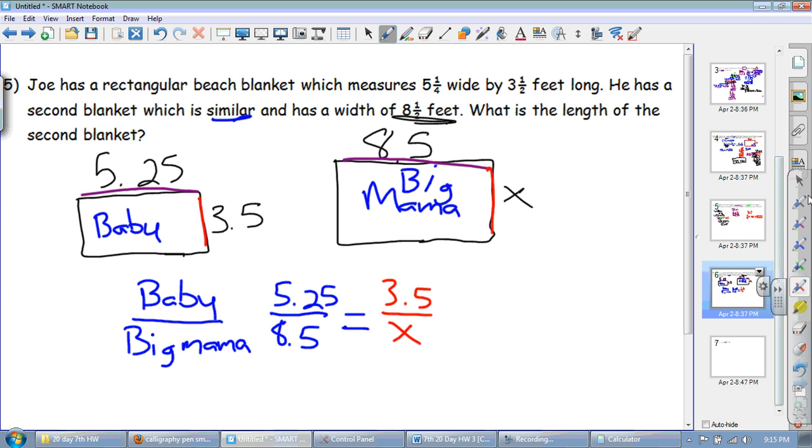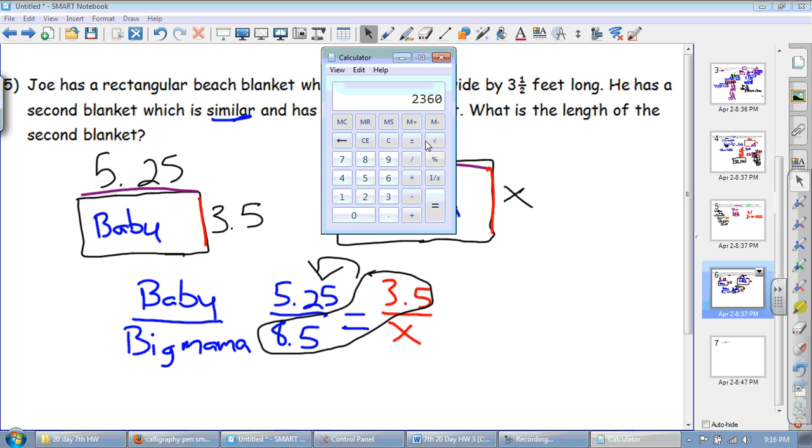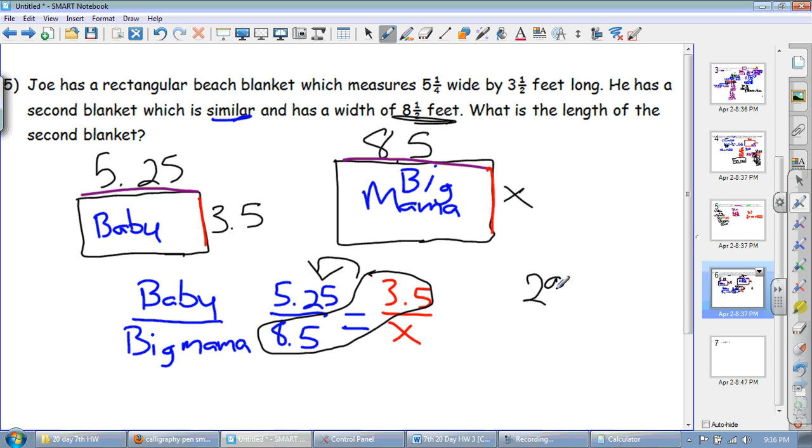We can cross multiply this. 8.5 times 3.5 equals 29.75. And we can divide that by 5.25. Again, we move the decimal over. And maybe I won't cheat on this.